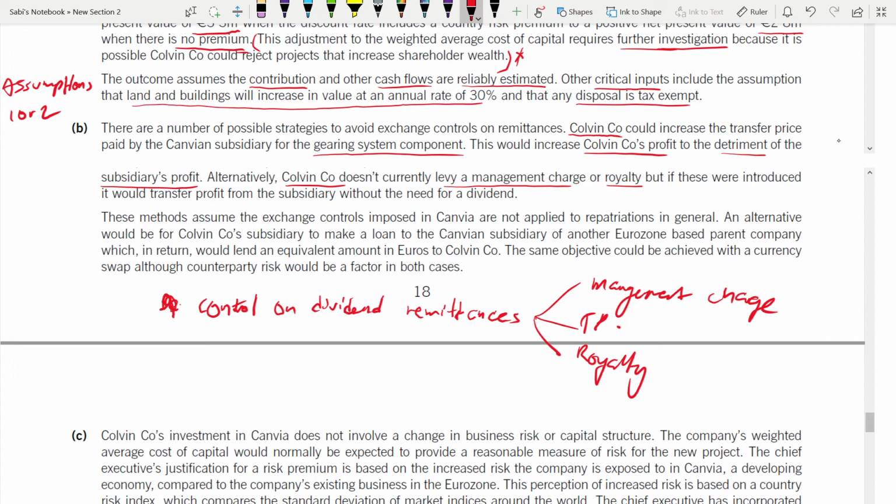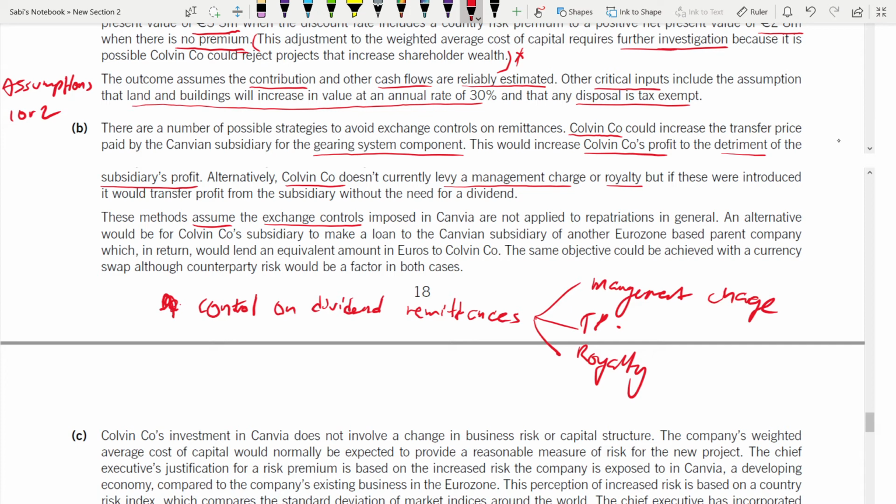So these methods assume that exchange controls imposed in Canva are not applied to remittances in general. The assumption is there. We have exchange controls. So they are saying for these remittances, there is no exchange control.